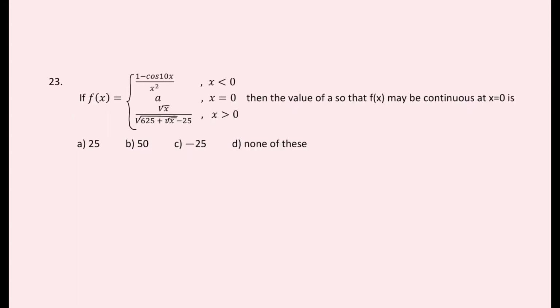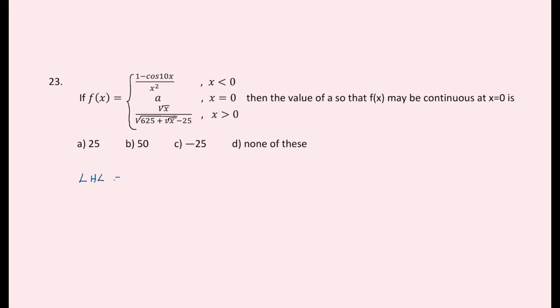Question 23. If f of x is 1 minus cos 10x by x square when x is less than 0, and a when x is equal to 0, and root x upon root of 625 plus root x minus 25 for x greater than 0, then the value of a so that f of x may be continuous at x equal to 0 is. We have only one unknown quantity for f of 0, which is a. So we can find LHL or RHL. Any one will be enough for this question. And if you calculate both, it will give you the same answer.